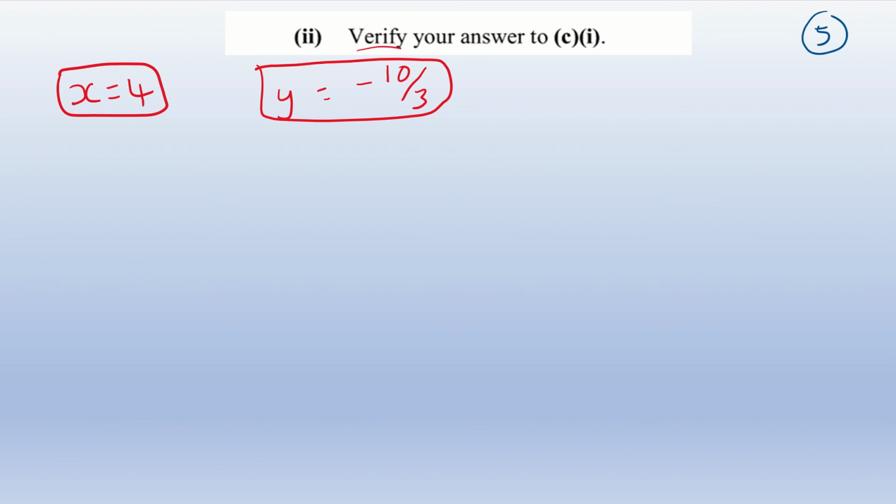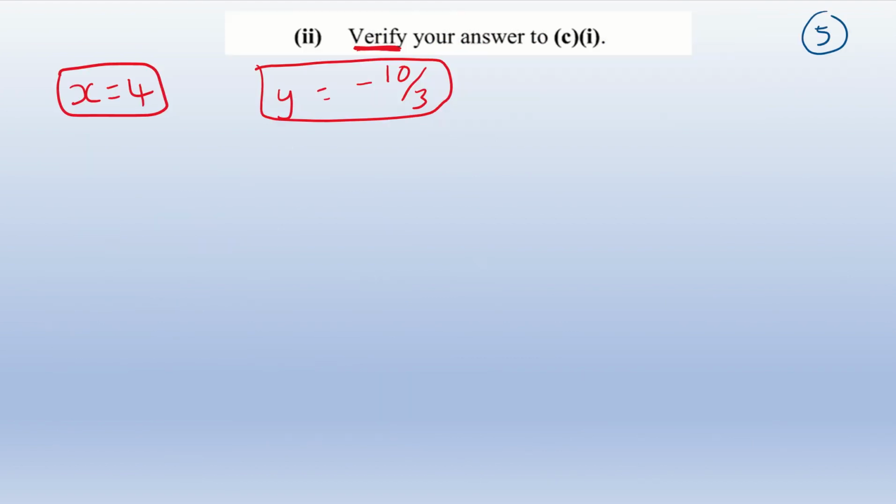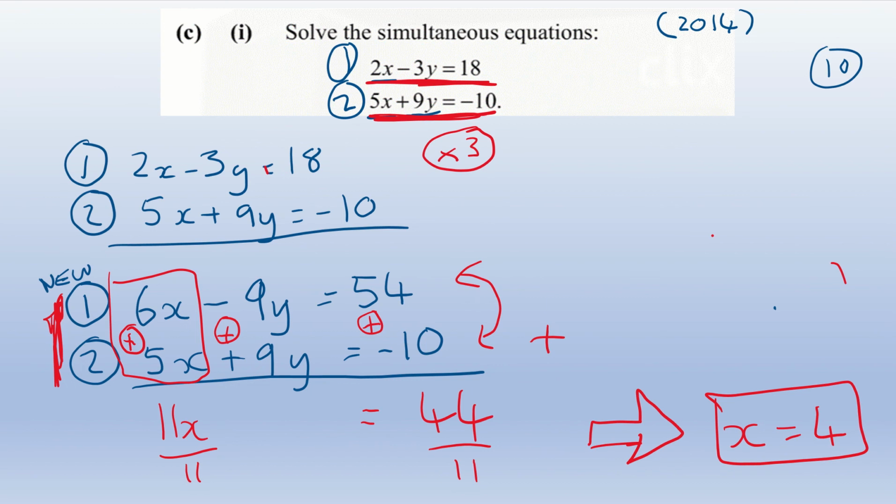So to verify my answer, verify just means to make sure. For simultaneous equations, it's important to do this correctly. For your simultaneous equations, you had 2 equations. And to verify that your answers are correct, you've got to substitute your 2 answers, your 4 and your minus 10 over 3, into both of these equations, and your answer should make sense at the end.